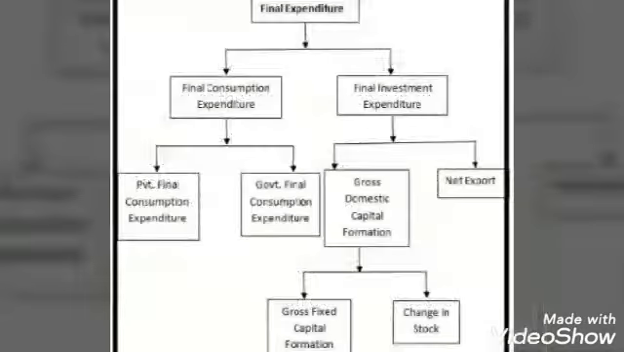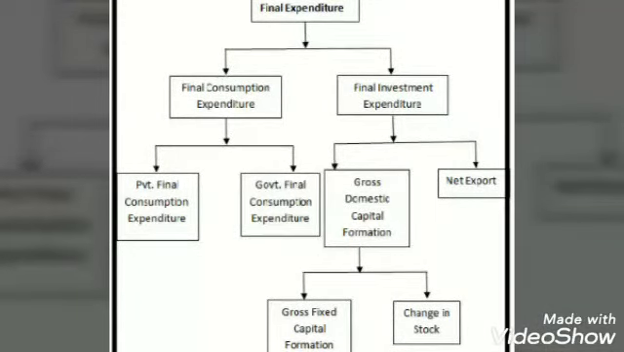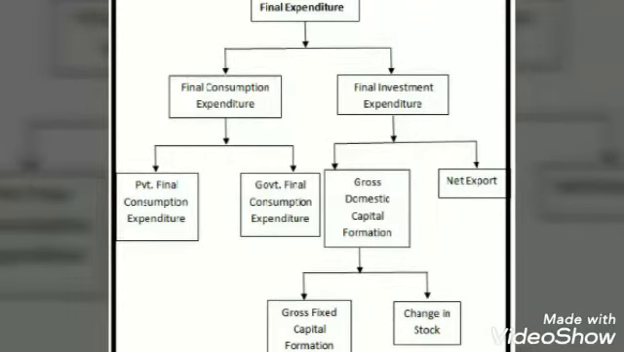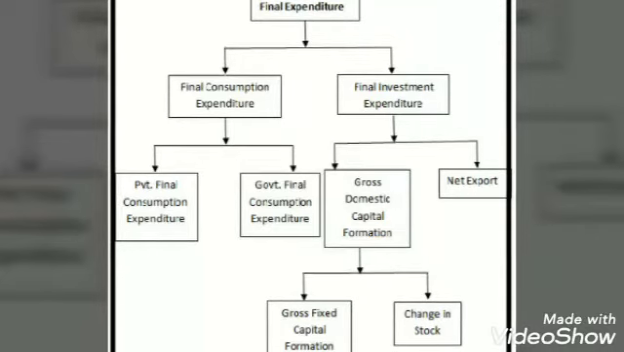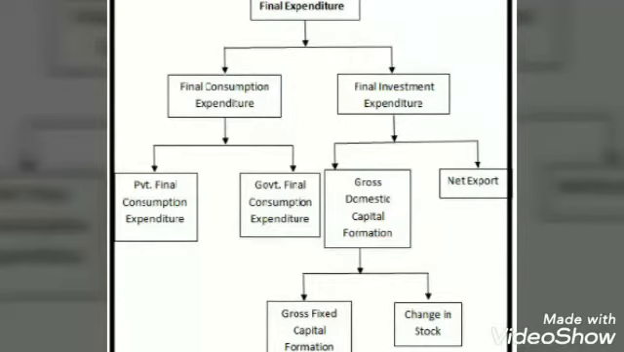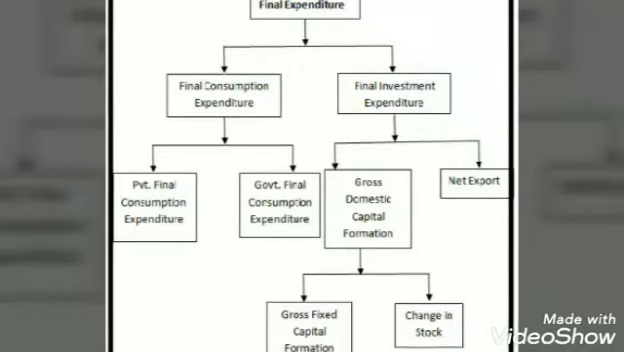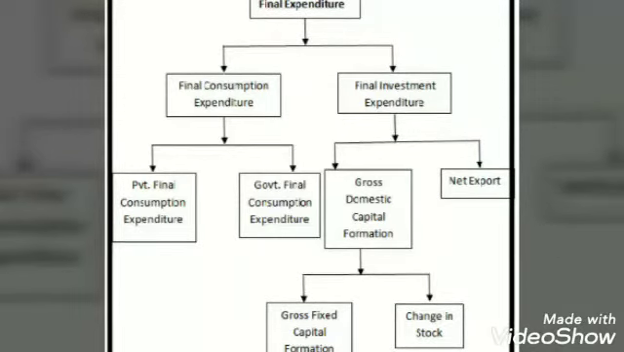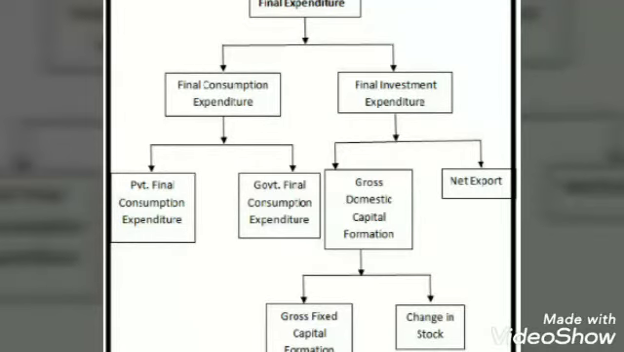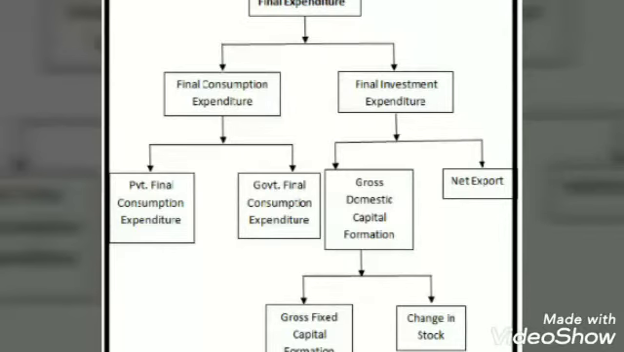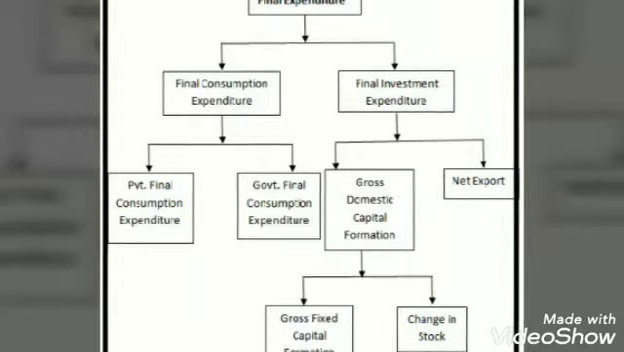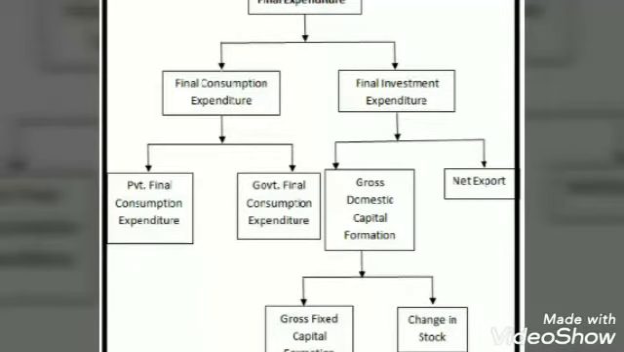Now let's see what is the classification of this final expenditure. So see, this final expenditure has been classified into final consumption expenditure and final investment expenditure. Now this final consumption expenditure is further classified as private final consumption expenditure and government final consumption expenditure, whereas the final investment expenditure is further classified as gross domestic capital formation and net export. This gross domestic capital formation is further classified as the fixed investment and inventory investment, or you can say change in stock. Now let me explain you each component of the final expenditure one by one.